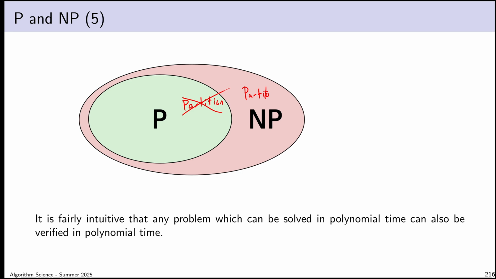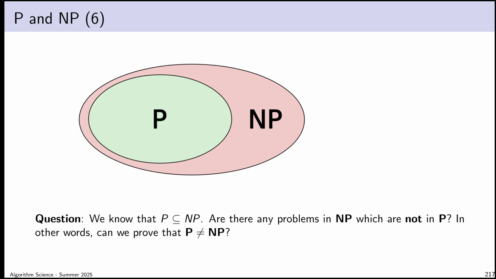So we don't know anything about the relationship of the problems on our list from earlier with respect to P. We know that P is a subset of NP. Are there any problems that are in NP but not in P? Of course, if that were the case, that would mean that P and NP aren't the same. If there's at least one problem out here, that means that P is not equal to NP.